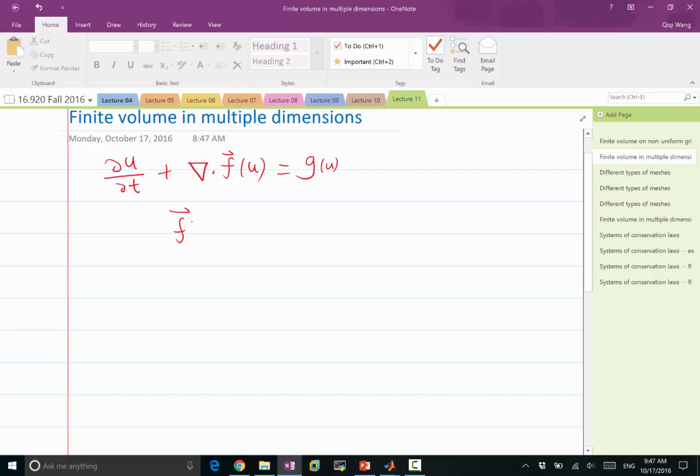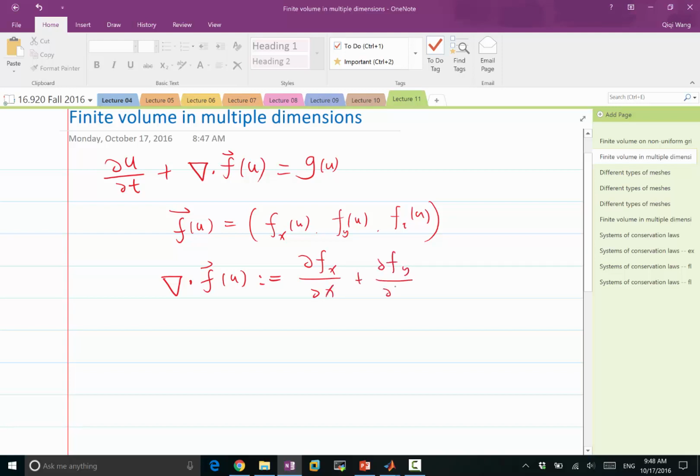So f as a vector of u, I can write it as fx of u, fy of u, fz of u. These are the different components, x, y, z components of the vector. And the divergence of this vector is defined as the partial derivative of fx with respect to x plus the partial derivative of fy with respect to y plus the partial derivative of fz with respect to z.